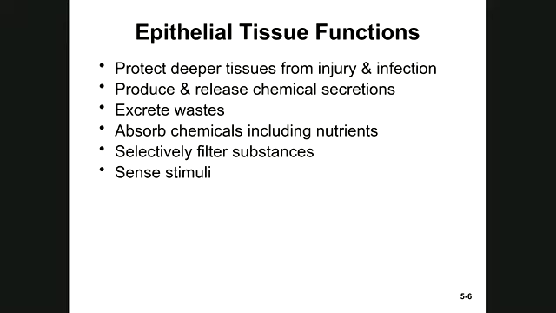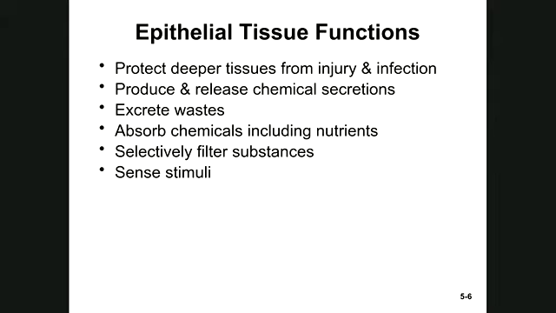We have different functions for our epithelial tissue. One of the functions is physical protection. They can protect deeper tissues from injury and infection. Epithelial tissue protects both external and internal surfaces from dehydration, abrasion, and destruction by physical, chemical, or biological agents.